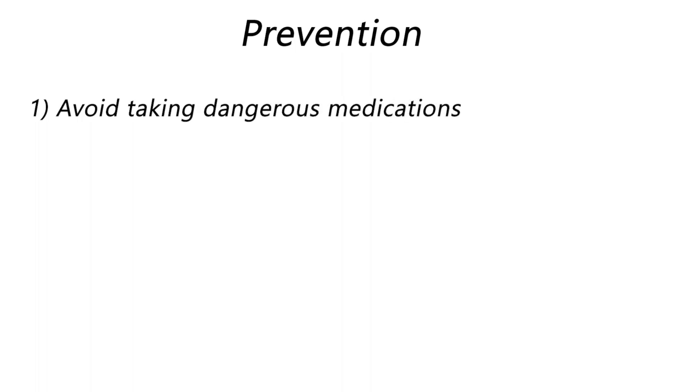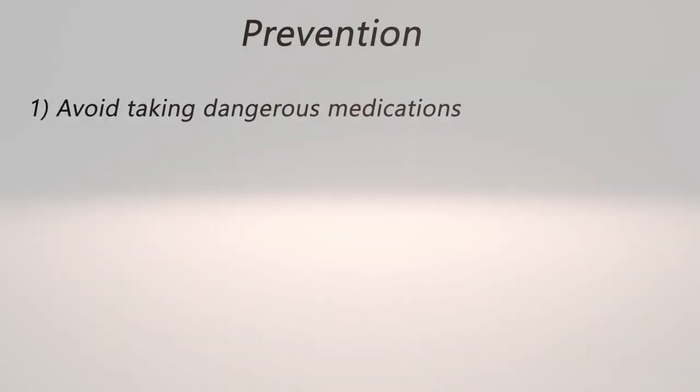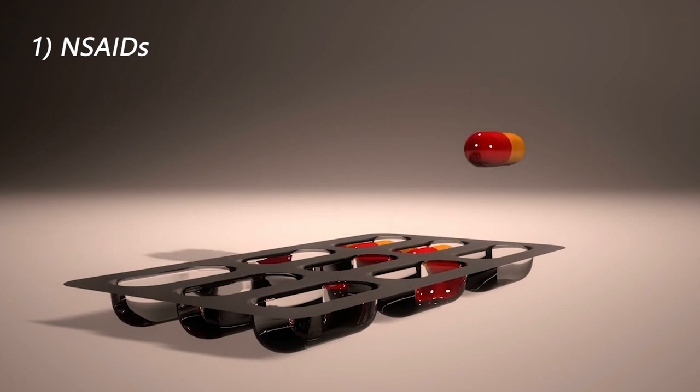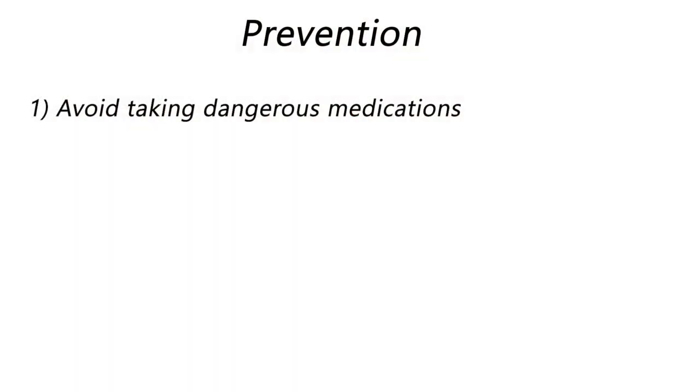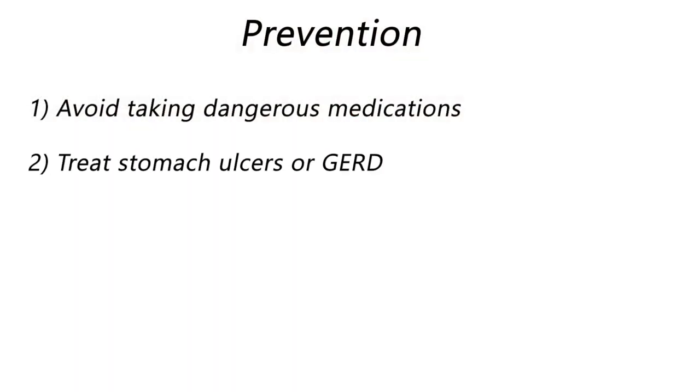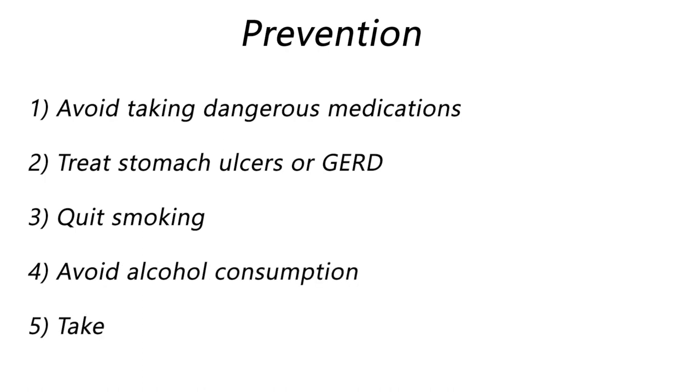How to prevent GI bleeding? The chance of getting GI bleeding gets lower by considering some tips. First is not to take medication dangerous for the gastrointestinal mucosa, like NSAIDs and anticoagulants. Second is to treat stomach ulcers or gastroesophageal reflux disease if the patient has them. Quit smoking, avoid alcohol consumption, and take beta blocker medication in patients who have cirrhosis.